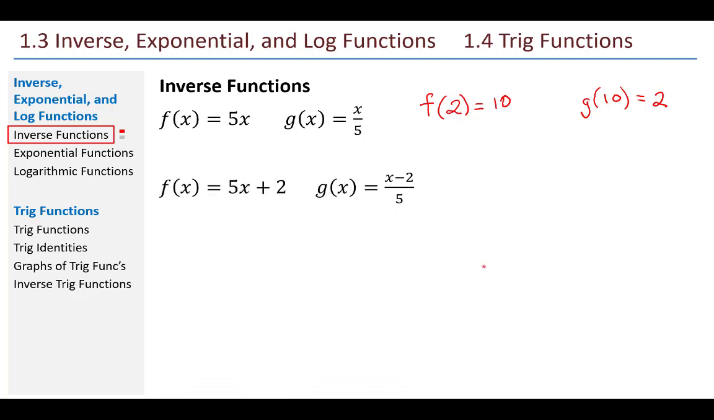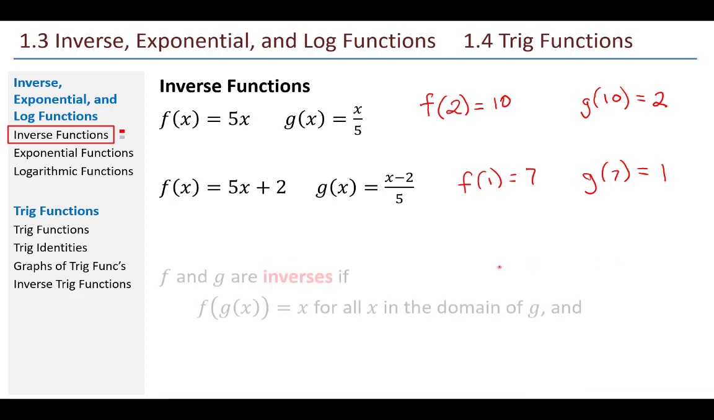Here's another example. Say f of x is 5x plus 2, g of x is x minus 2 over 5. Let's just try another example. F of 1 equals, see, 5 times 1 is 5, plus 2 is 7. And g of 7, if I plug 7 in there, 7 minus 2 is 5. 5 divided by 5 is 1. Functions are inverses if whatever one function does to a number, the other function undoes it.